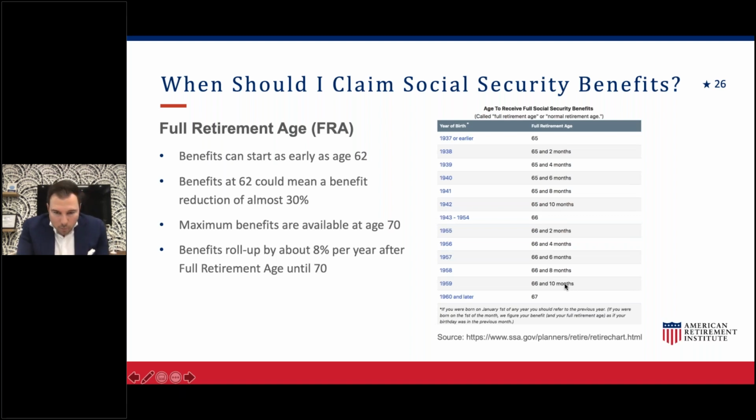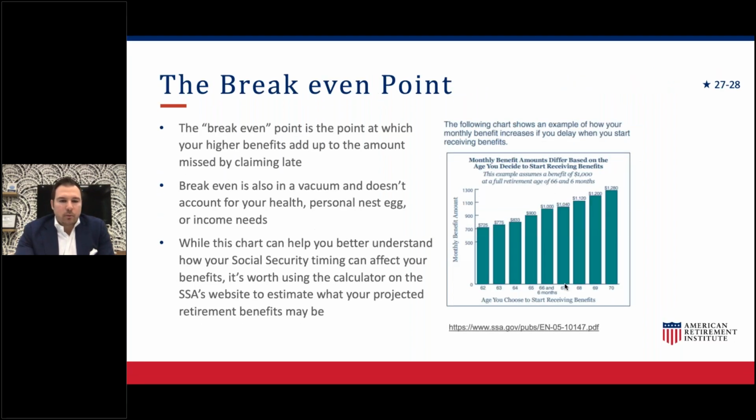That doesn't mean you need to wait those 2 months or 4 months. You can take your benefit at 66 or 65. It's just going to be a slightly reduced benefit, because every year we are able to defer and delay that benefit, it grows by a guaranteed roughly 8% per year. The break-even point, well, that's typically about 12 to 13 years out.